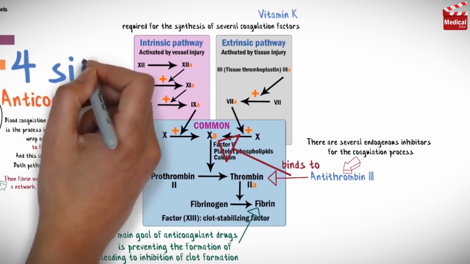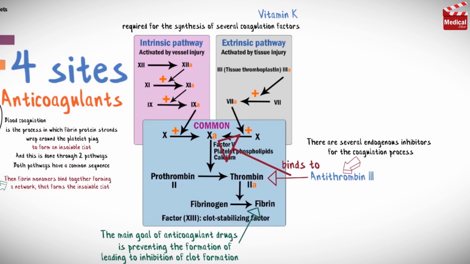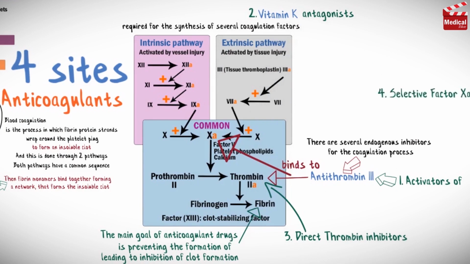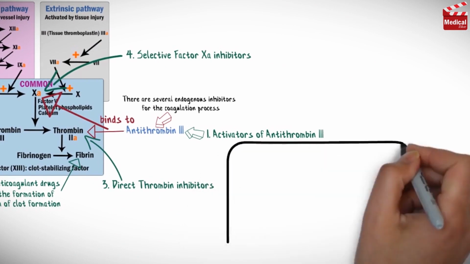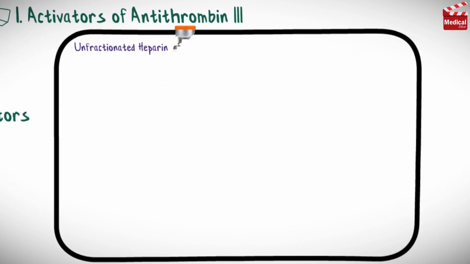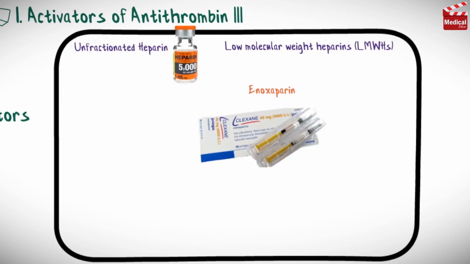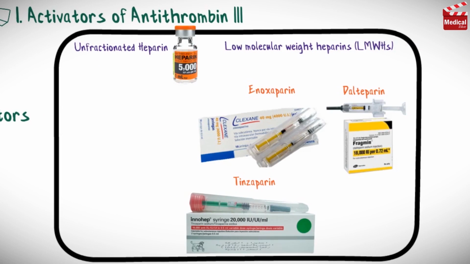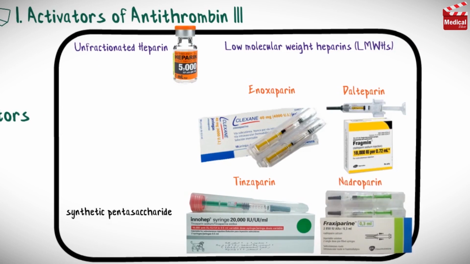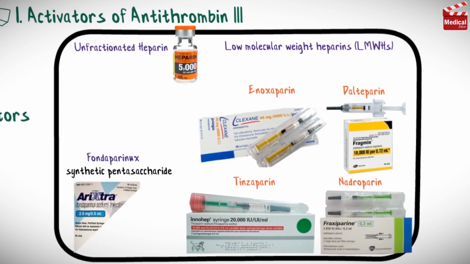So there are four main sites that drugs can act on, and inhibit or activate, according to their action: activators of antithrombin III, vitamin K antagonists, direct thrombin inhibitors, and selective factor Xa inhibitors. Today we'll discuss the activators of antithrombin III: unfractionated heparin, and low molecular weight heparins, and they include enoxaparin, dalteparin, tinzaparin and nadroparin, and the synthetic pentasaccharide, fondaparinux. Let's start by defining them.